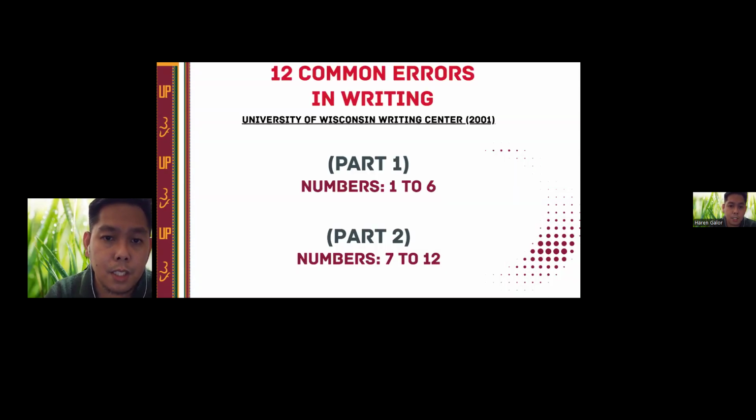So the University of Wisconsin Writing Center cited 12 common errors in writing. The first part, which covers numbers 1 to 6, was explained by my fellow reporter. In this second part, we will cover numbers 7 to 12.